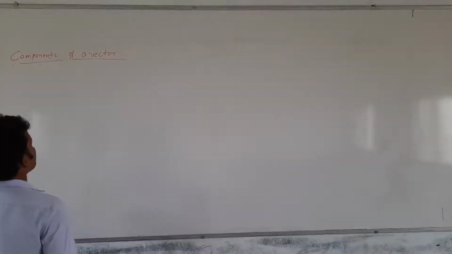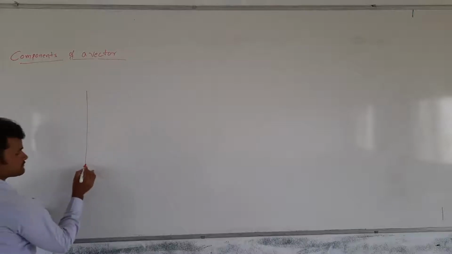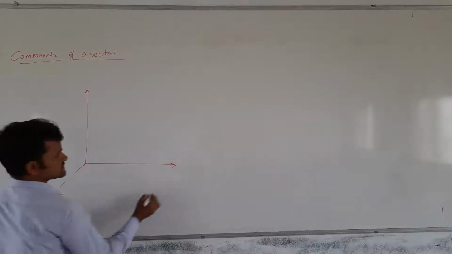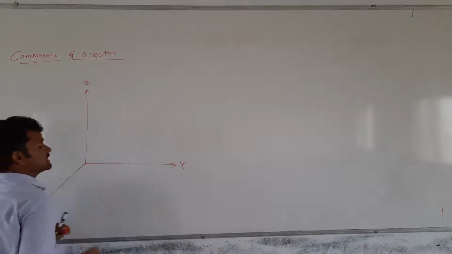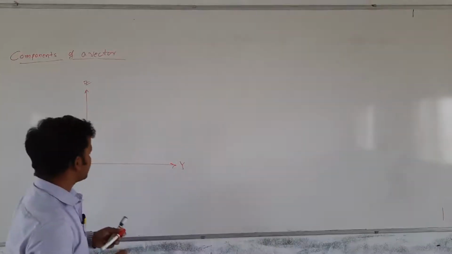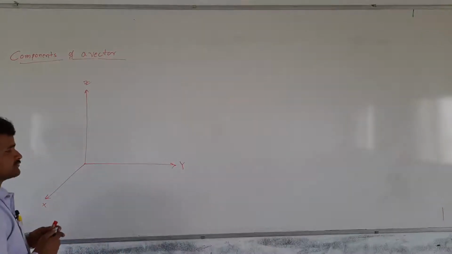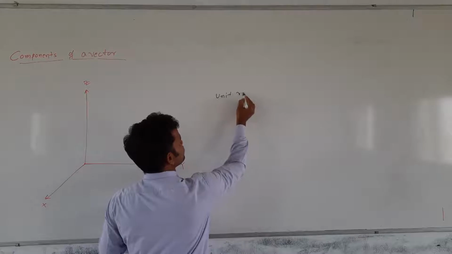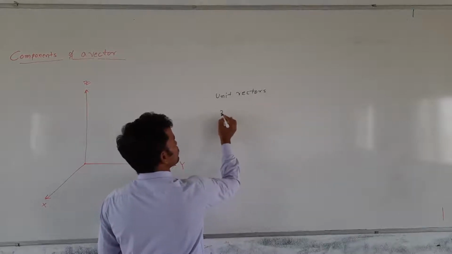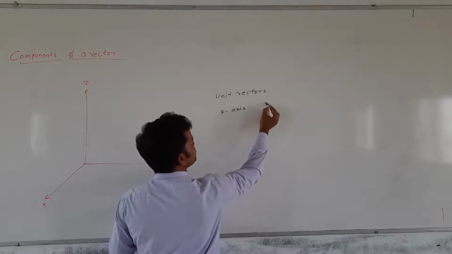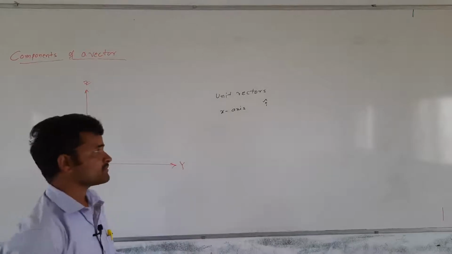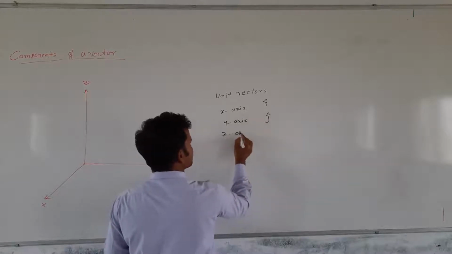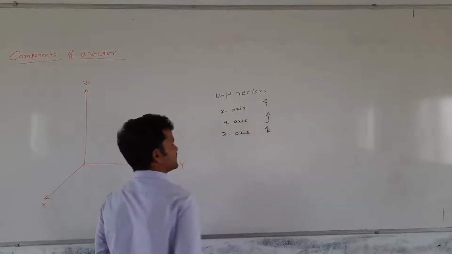See, I will consider a three-dimensional plane here with three axes. This is x-axis, this one is y-axis, and then z-axis. Next, already we know unit vectors along the x-axis, y-axis, and z-axis. Let us take unit vector along the x-axis. We have studied in the previous class this as i cap. In the same way, what is the unit vector along the y-axis? It is j cap. Then unit vector along the z-axis is k cap.